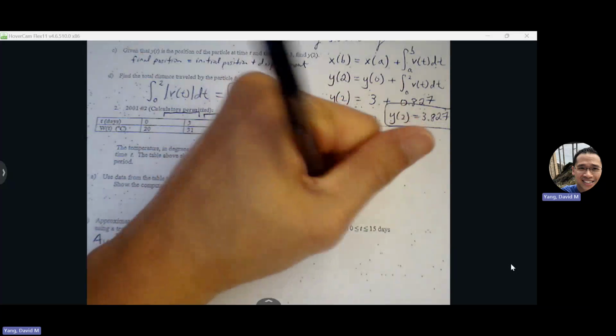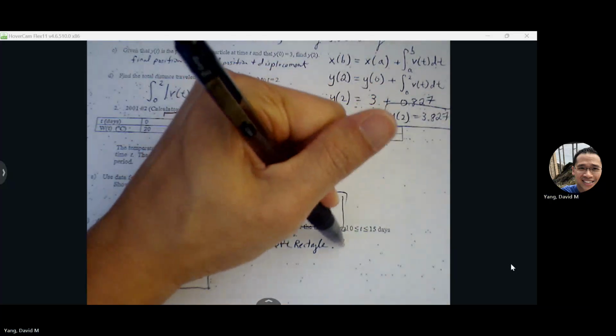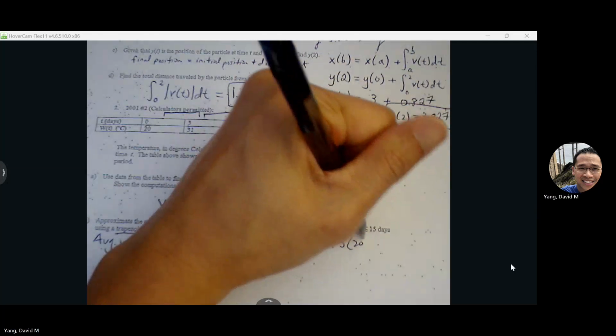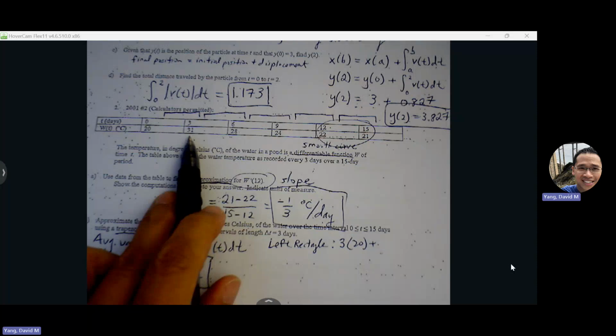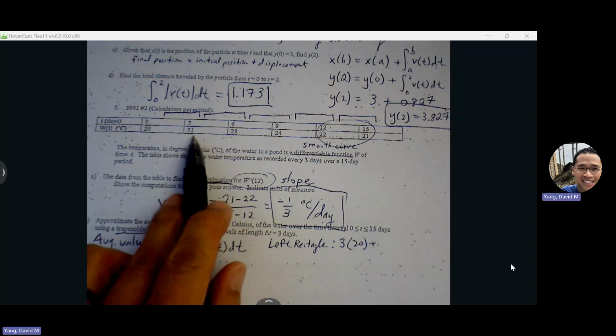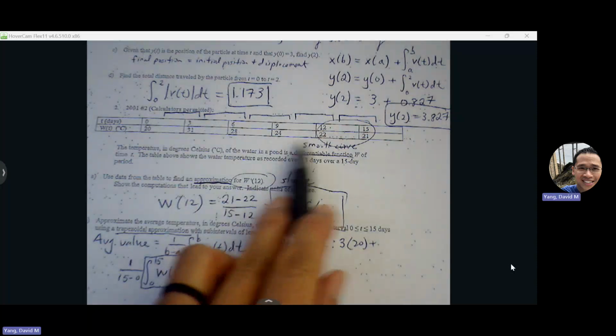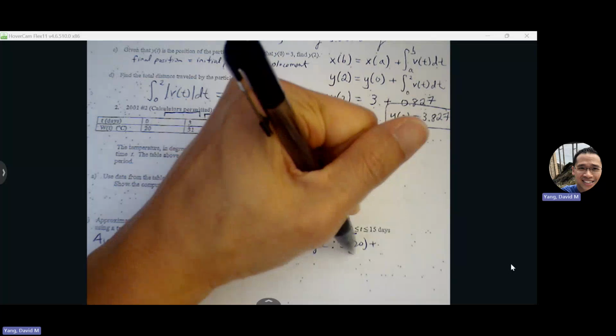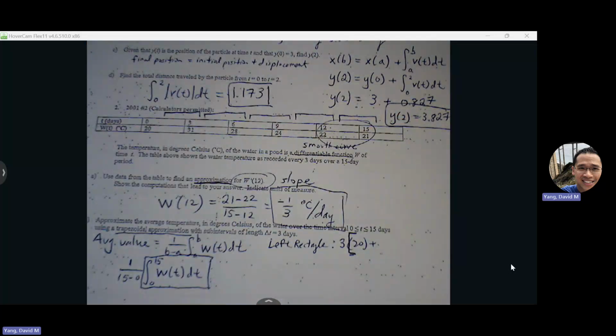Left rectangle would be width times height. The height of my first rectangle is 20. Second rectangle, height of 31. Third rectangle, and so on and so forth. What I could also do is factor 3 out. It's always the same width. So I can just factor 3 out and add up all the heights, because rather than multiplying 3 into every term, I can multiply the 3 once and just add up all the heights.